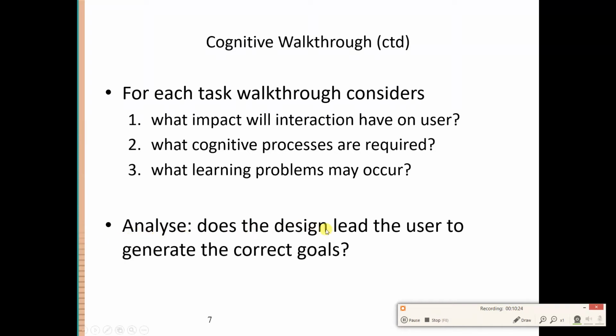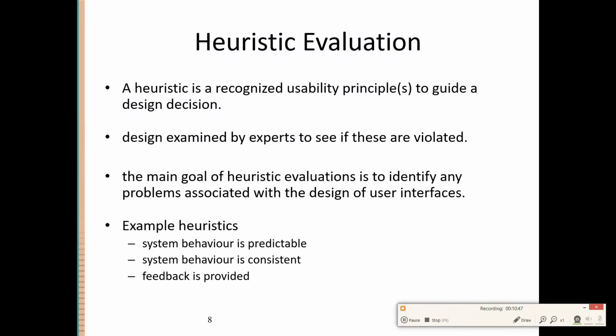Analyze: does the design lead the user to generate the correct goals? Each task has some goal that we have to achieve. So after the cognitive walkthrough evaluation, we have to analyze whether the user can achieve the goals or not. If the user is achieving them, then how much time is it taking, and what cognitive processes are being used there? We have to note these things down.